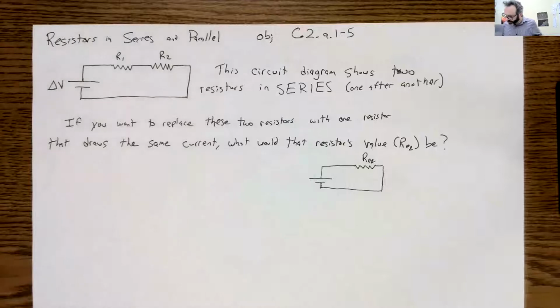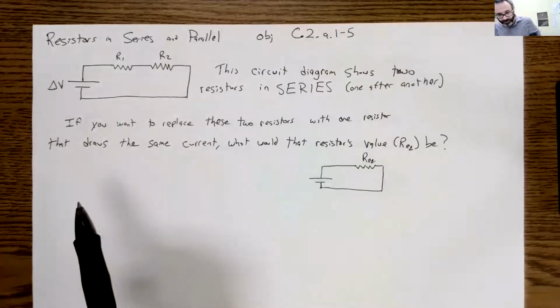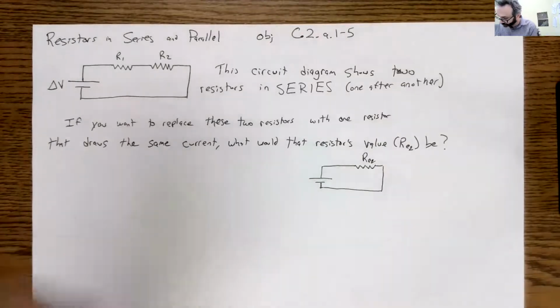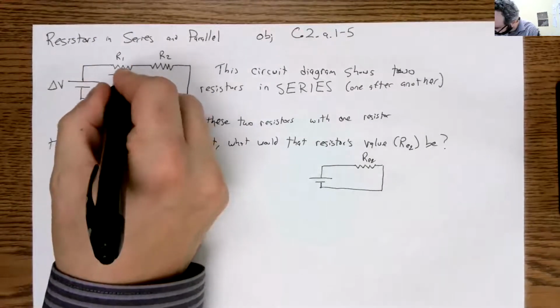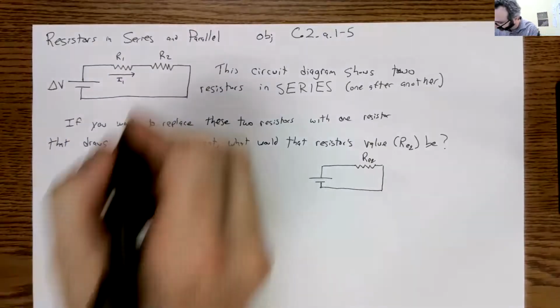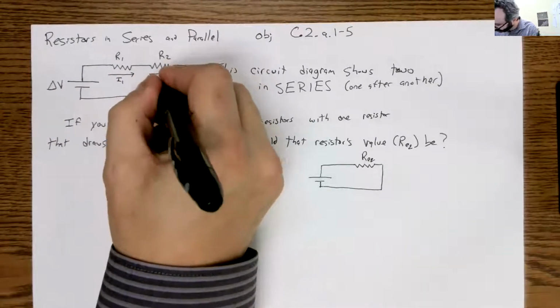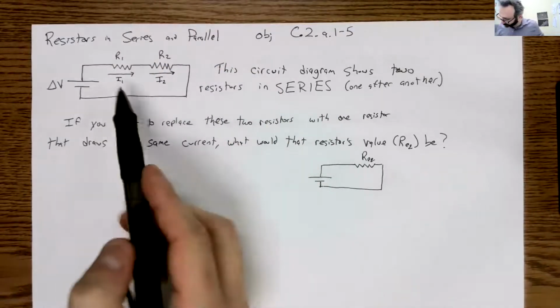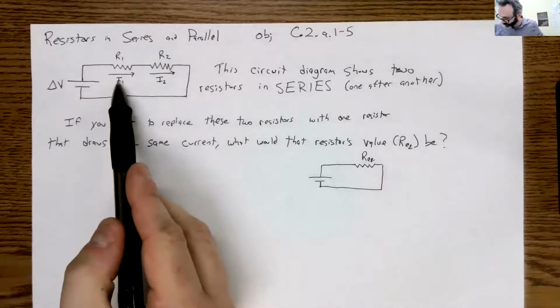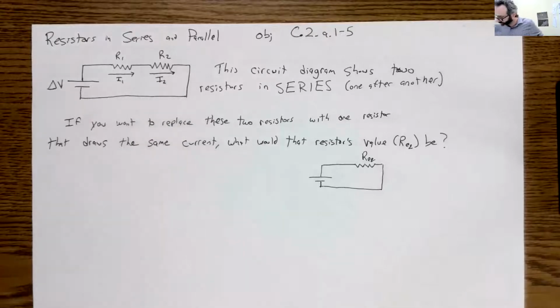So let's see how we can do that. Let's see what we can say about, first of all, there's going to be current flowing through this circuit, right? There's going to be current flowing through resistor 1. There's going to be current flowing through resistor 2. Is there anything we can say about how current 1 and current 2 are related to each other?